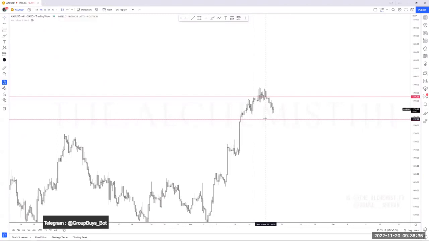You add some trend line confluences. You use the times that we trade. I told you: London kill zone and London open, or New York kill zone and New York open, and then you take the trade. That's how we do it.